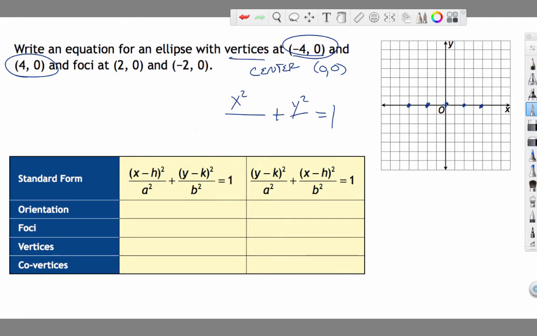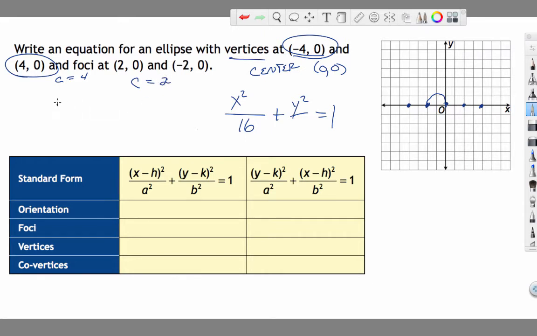It's really just the distance from the center to one of the vertices. So since a is equal to 4, that means my a squared is going to be 16. And I don't know my b, but take what I do know, and I know that the foci are here, and that means that the distance from the center to a focus is 2. So my c is 2.